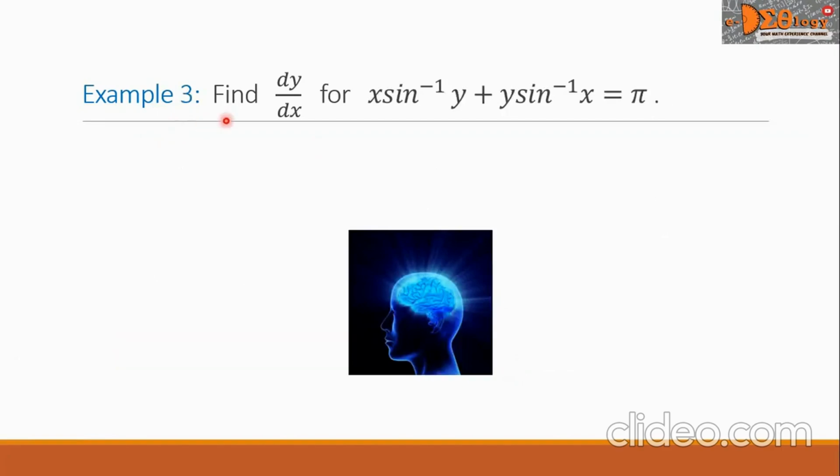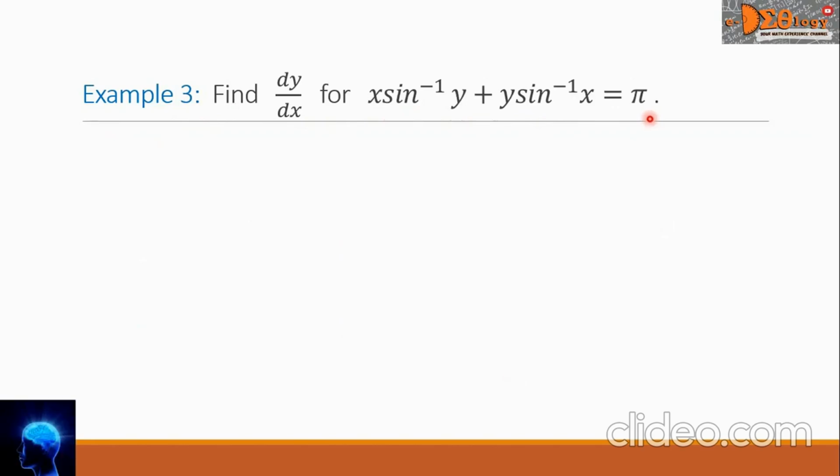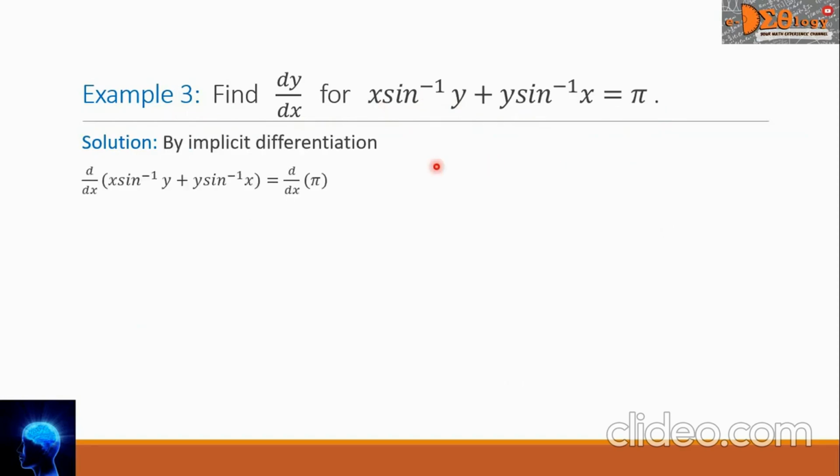Example 3. Find dy over dx for the function x sine inverse of y plus y sine inverse of x equals pi. For our solution, we can see that this function here is an implicit function. So we will apply implicit differentiation.